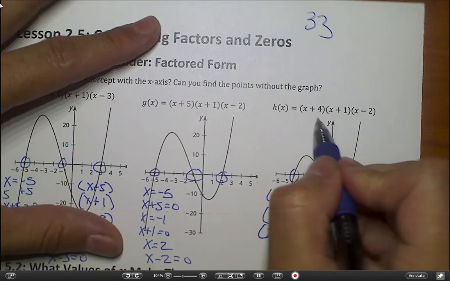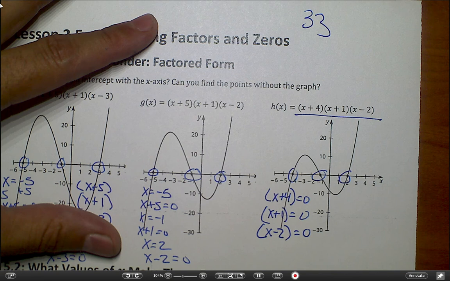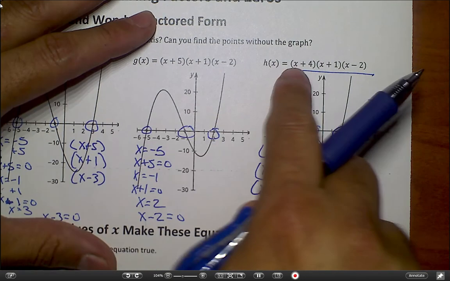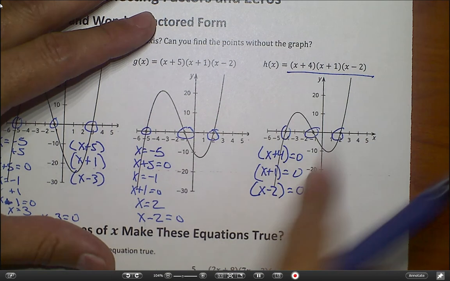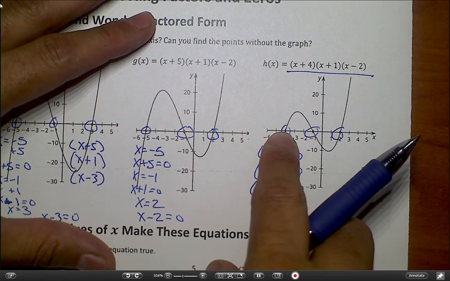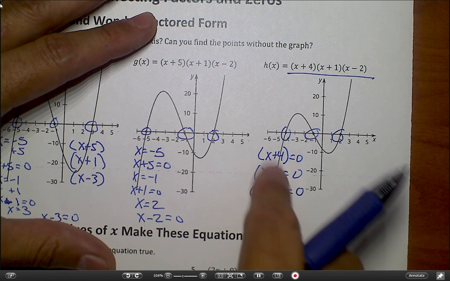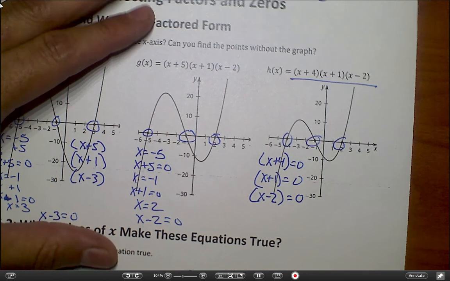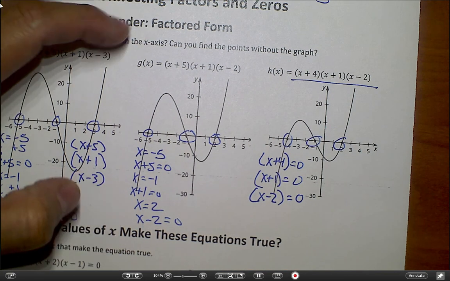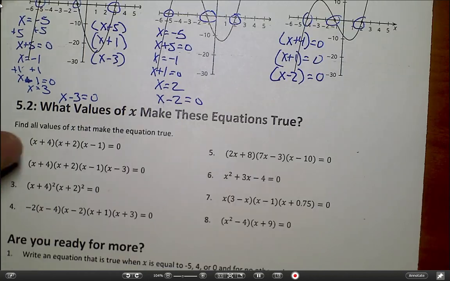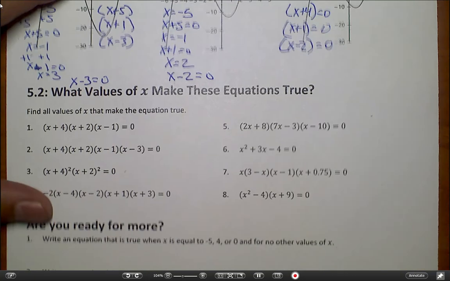So this is the factored form of this, because each time I get one of those equal to 0, the whole thing is going to be equal to 0. And that's where I get those values. So each one of these is a factor of that function. So we can go through and factor this out just by using a graph.